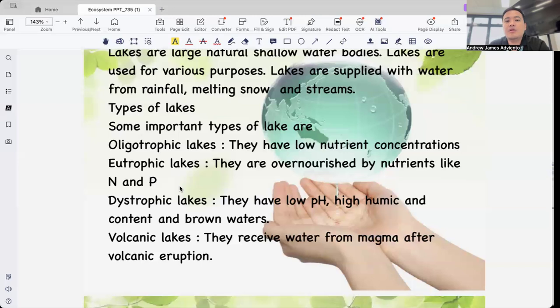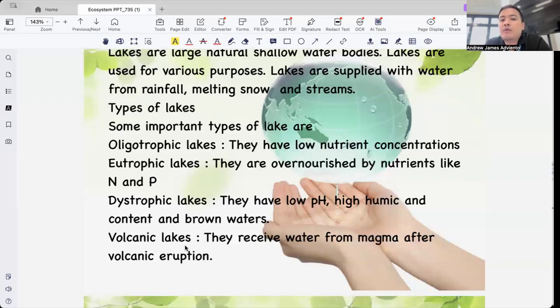Third is the dystrophic lake. It has acidic and brown colored water due to decaying organic matter. They are often surrounded by peat bogs and have low productivity because of poor light penetration and low oxygen.